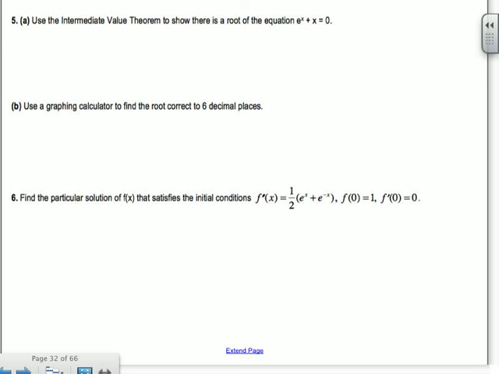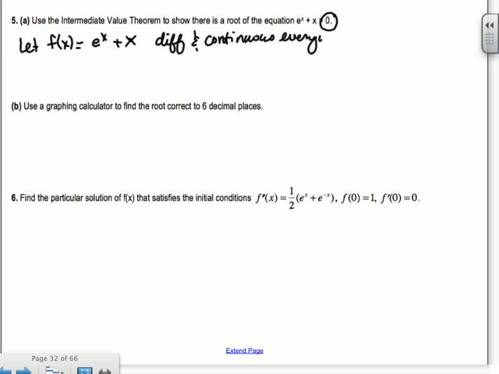Yep, and not only a root, it would work for any number, but we're saying y is equal to 0. So our function, we're letting f of x equal e to the x plus x. And it is differentiable and continuous everywhere. Usually you'd need to say on the open interval if there was a certain open interval you were talking about, but this one you can take the derivative everywhere, and it's continuous everywhere.